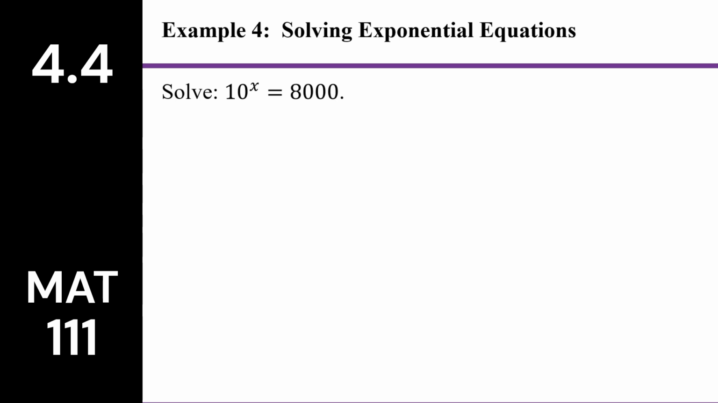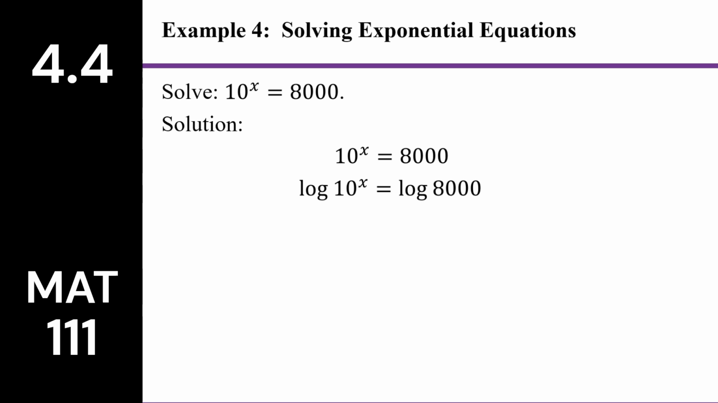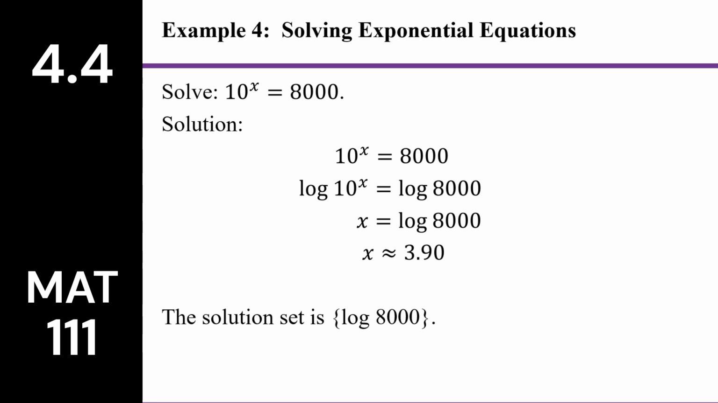In this problem, 10 and 8,000 cannot be written using a common base, so we'll take the log of both sides. Because this involves base 10, we'll take the common log of both sides. So that's the log of 10 to the x equals the log of 8,000. The common log of 10 to a power simply equals that power, so we just get x equals the log of 8,000. That's the exact answer. We can also use our calculator to get an approximate answer. The solution set shows the log of 8,000.